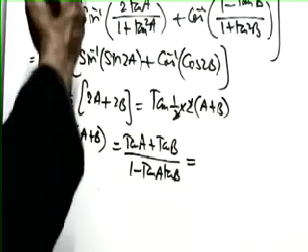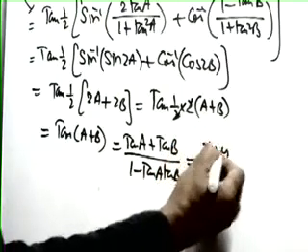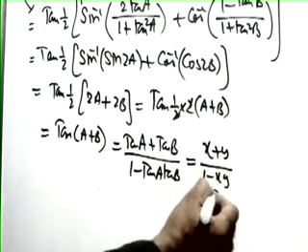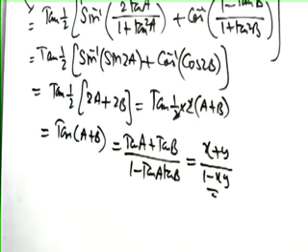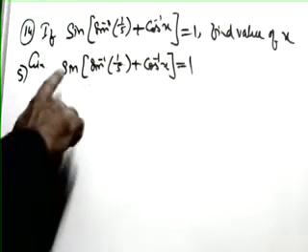Okay, so tan a is nothing but here, what's here? Tan a we suppose as x, tan b as y, by 1 minus xy, by 1 minus xy. Now see the next question.